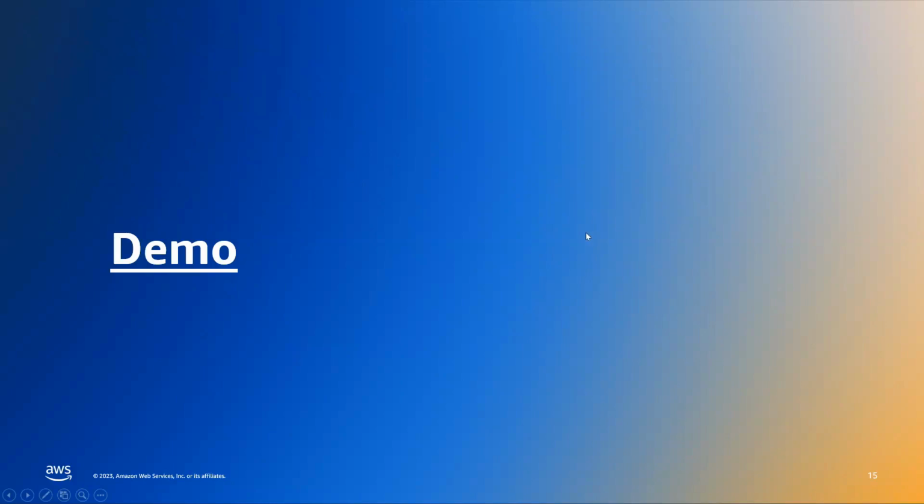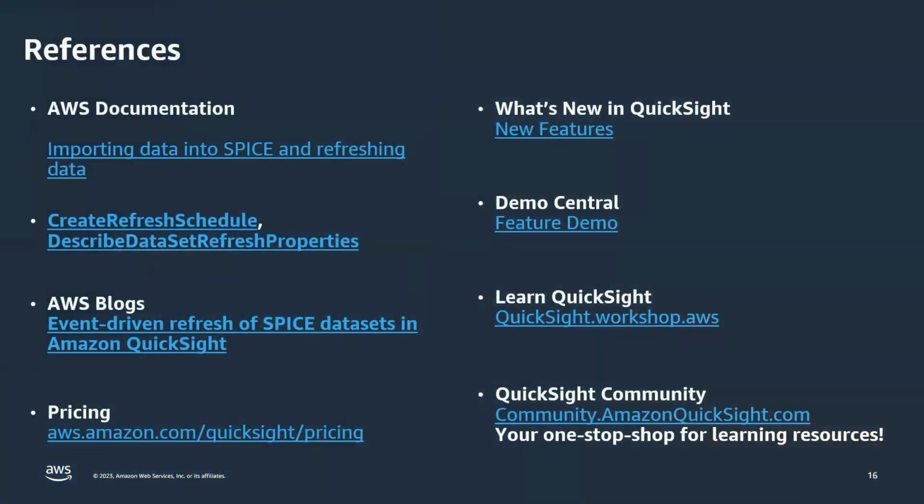So with that, we had a quick overview of what is SPICE, what are some of the best practices to SPICE, what are the use cases when you want to use SPICE, right? Also, here are some of the references we have. You could look at these references to help that are SPICE related. We also have a blog that can help you with the event-driven refresh of SPICE datasets, in addition to access to additional resources on QuickSight community.